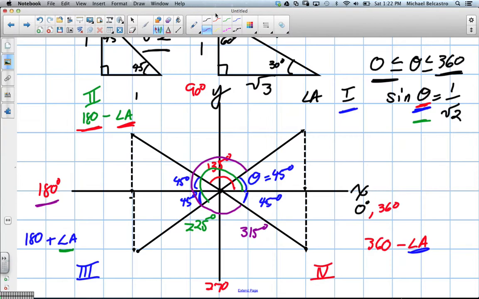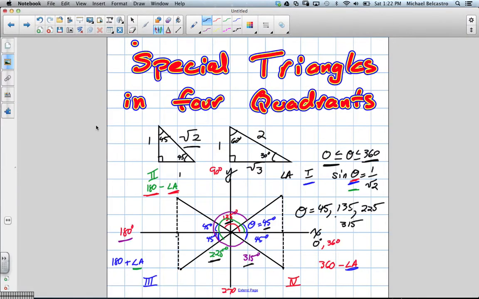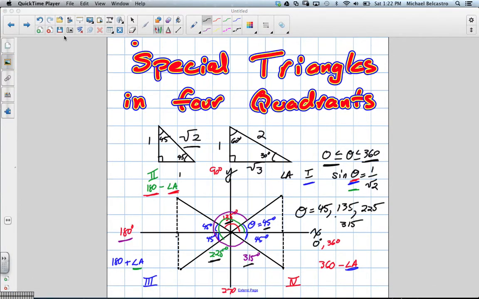So in other words, what we discovered is theta has 4 answers to it. Theta can be 45 degrees, theta can be 135 degrees, which was this guy here, theta can be 225 degrees, and theta can be 315 degrees. There are 4 answers within that range. And we could continue to go in circles and circles, but they'll usually just go between 0 and 360. So that's when they're talking about using these special triangles in the 4 quadrants.